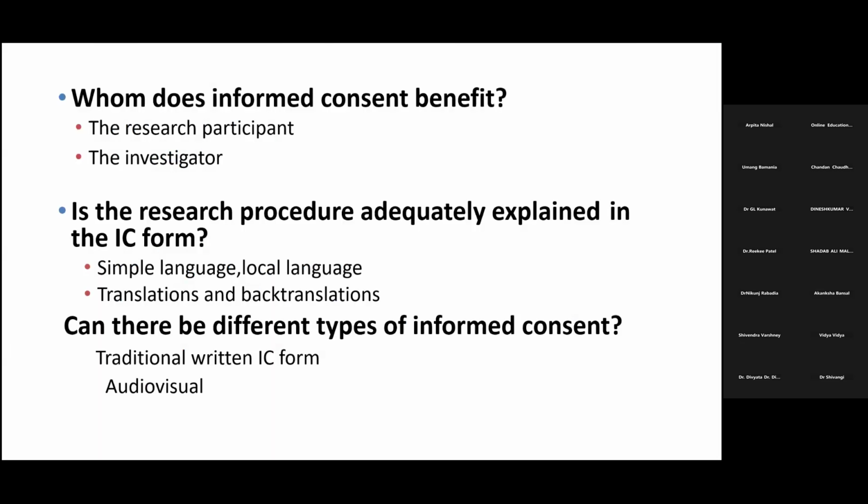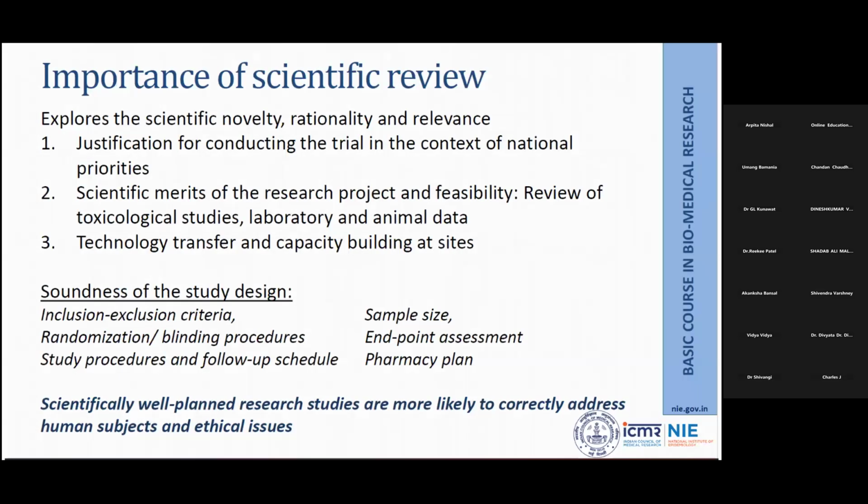In addition to informed consent, there is a thing called an assent. So in the age group of children or adolescents, 12 to 18, in addition to the informed consent of the parents, there has to be an assent taken from the children or adolescents in the age group of 12 to 18.